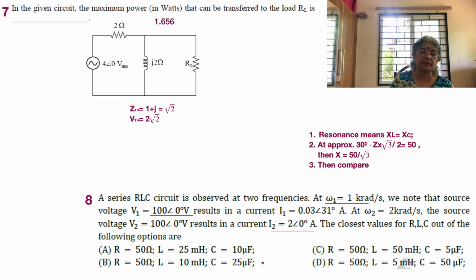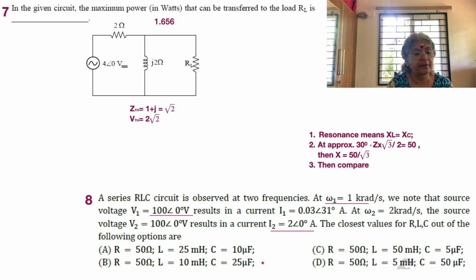Maximum power means Thevenin's theorem. Okay, that can be transferred to the load RL, and the maximum power is given by VTH squared divided by 4 RTH. So we have to find ZTH, in this case, by looking from RL.